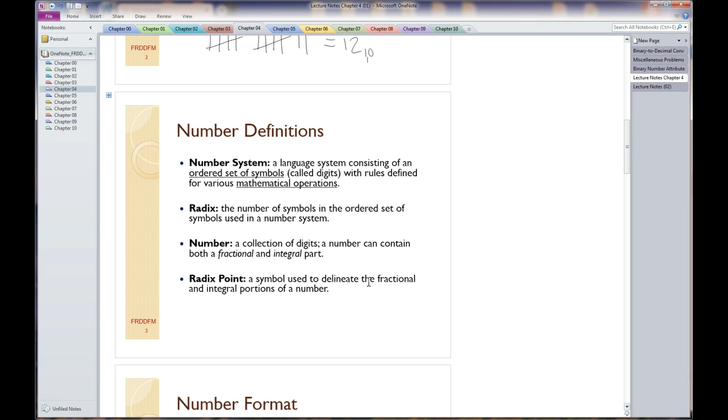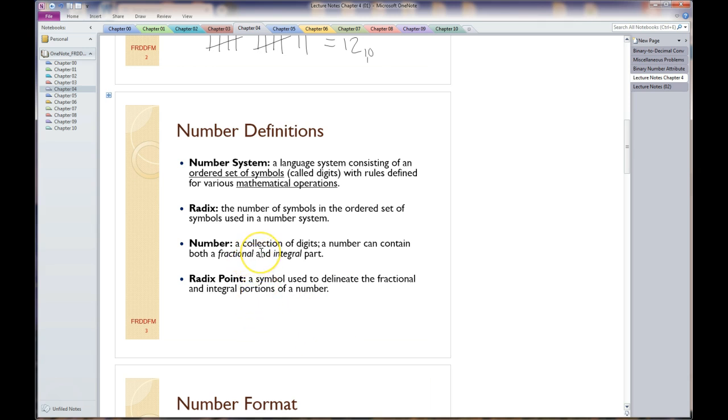So the radix is defined as the number of symbols in that ordered set. As you know, decimal has 10 symbols, 0 through 9. We'll be working with binary, which has 2 symbols, and then also hexadecimal, which has 16 symbols.